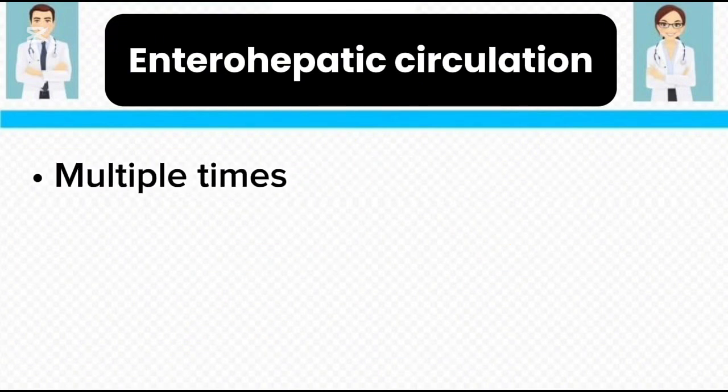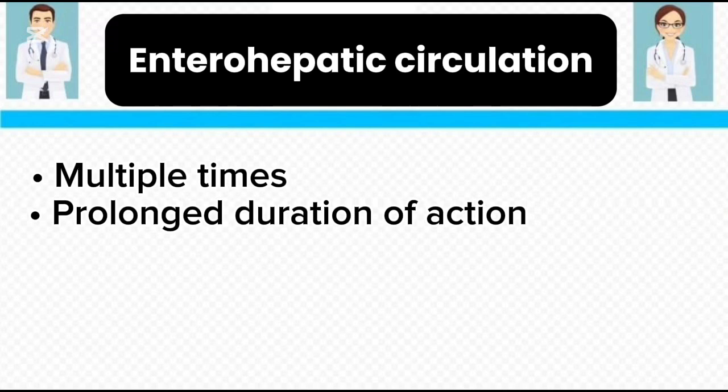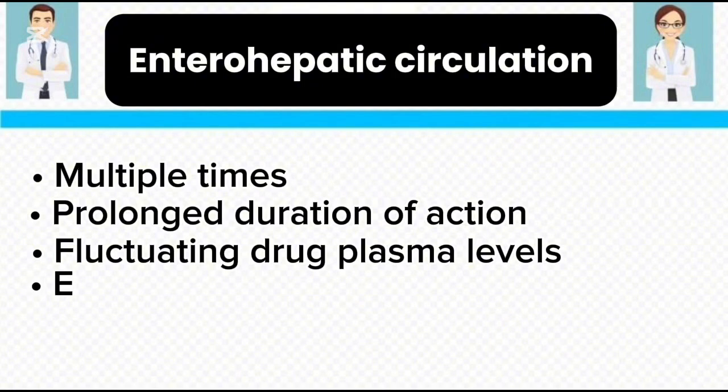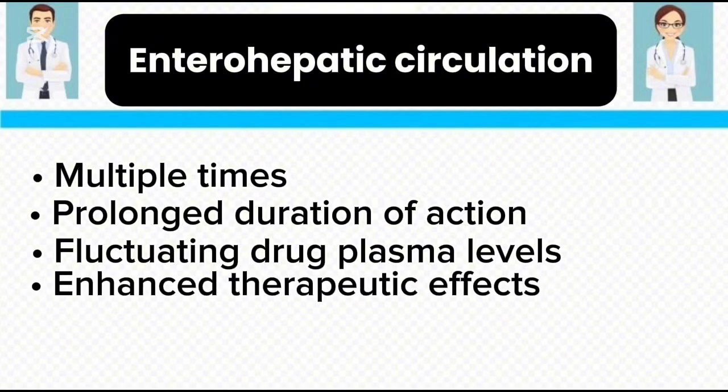So what can happen? It prolongs the drug's presence in the system, leading to an extended duration of action, meaning prolonged duration of action. Unlike the normal elimination process, enterohepatic circulation may result in fluctuating drug plasma levels, meaning the plasma levels are different compared to the normal one, which results in enhanced therapeutic effects and can sometimes cause toxicity, and also increases the risk of interactions.